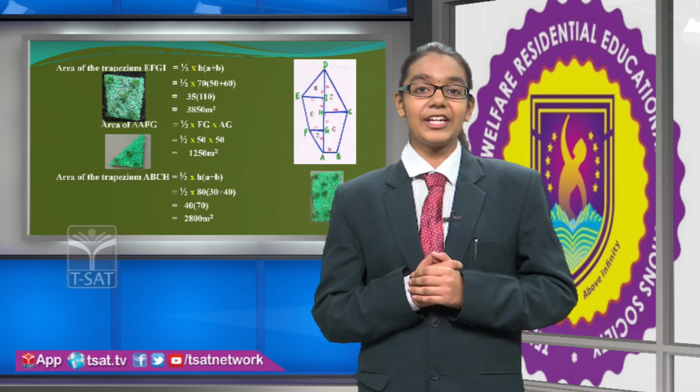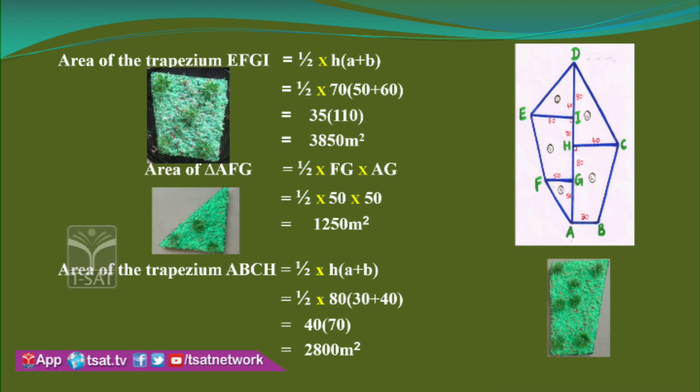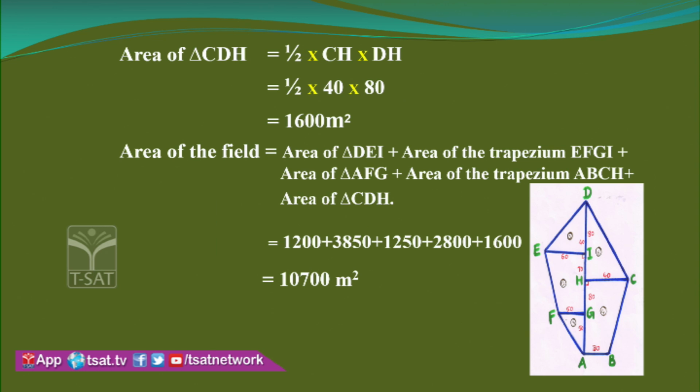In the same way, the area of the trapezium is half h into a plus b. Here, the height of the trapezium is 70 and the value of a is 50, value of b is 60. If we simplify that, then we'll get 3850. So, the area of the trapezium EFGI is 3850 square meters. In the same way, calculate the area of the other 2 remaining triangles and the trapezium. If you do that, you will get their areas as 1250, 2800 and 1600 square meters respectively.